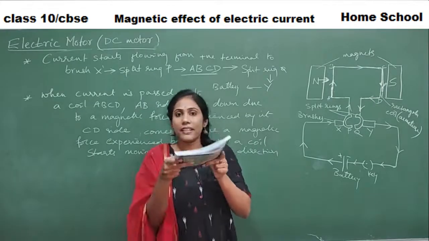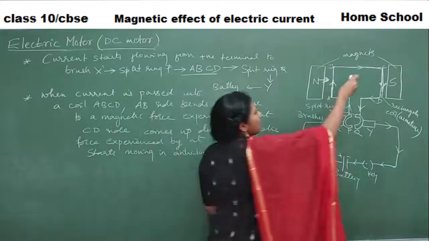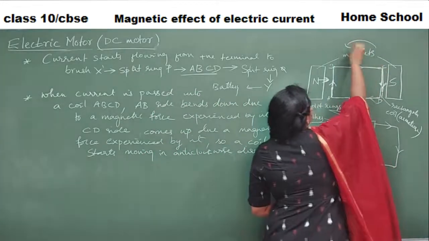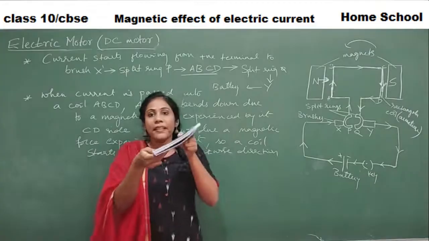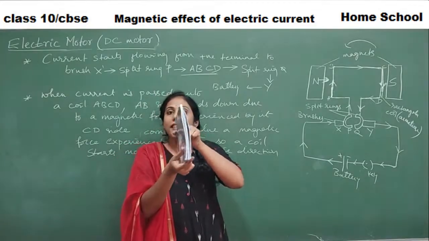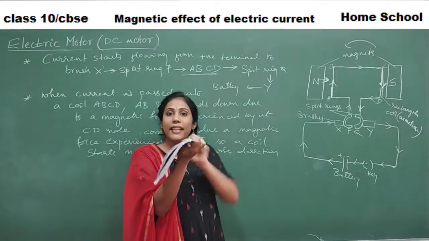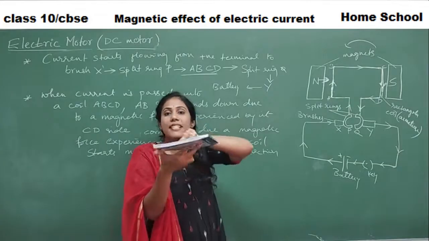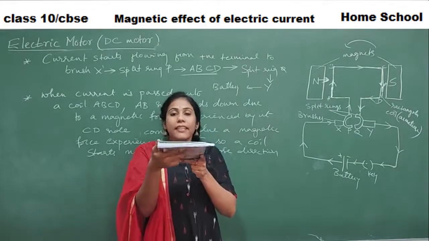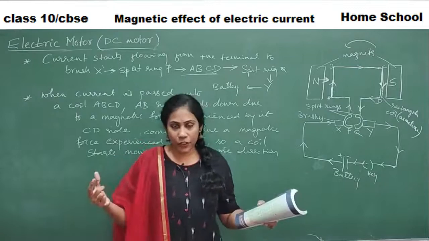Clockwise in the sense something like this. So in what direction is the coil moving? The coil is moving something like this. So AB is coming down, CD is coming up. Like this the coil started moving. Okay, fine. This much is clear for you, right?